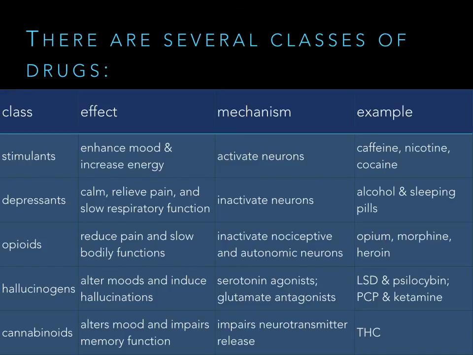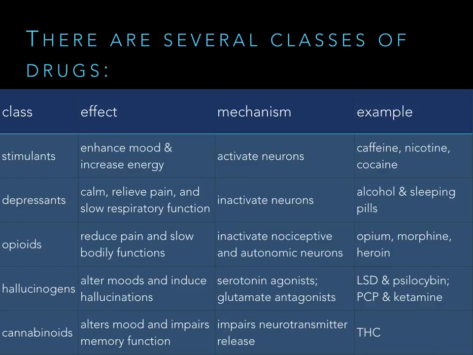Depressants are the counterpoint to stimulants. These inactivate neurons, and by doing that, they kind of calm us, and they can be used to relieve pain. The most widely used depressant would be alcohol. Remember, that's that GABA agonist. Sleeping pills are also depressants as well. That's why you don't want to mix alcohol and sleeping pills because you're going to have too much of a depressant. And if you inactivate your neurons too completely, then you stop doing relatively important tasks like breathing.